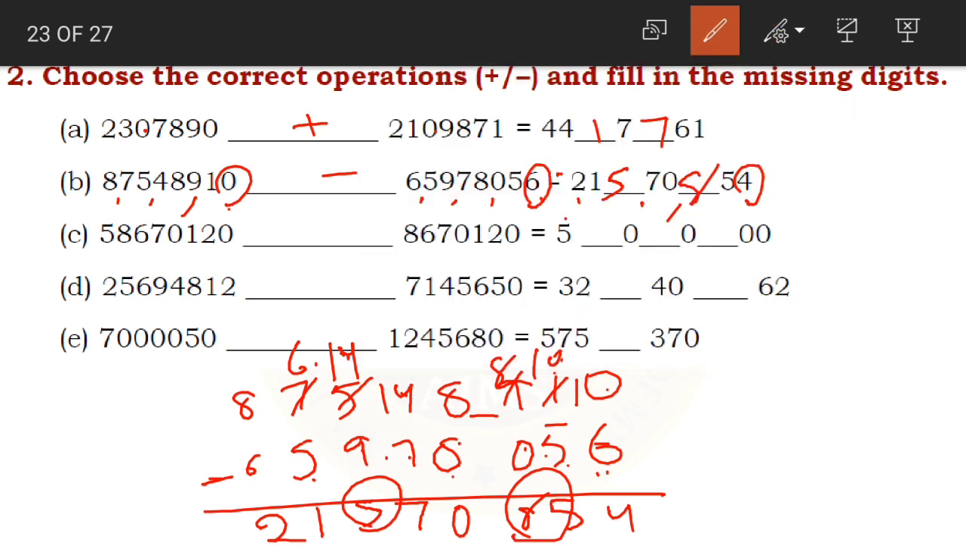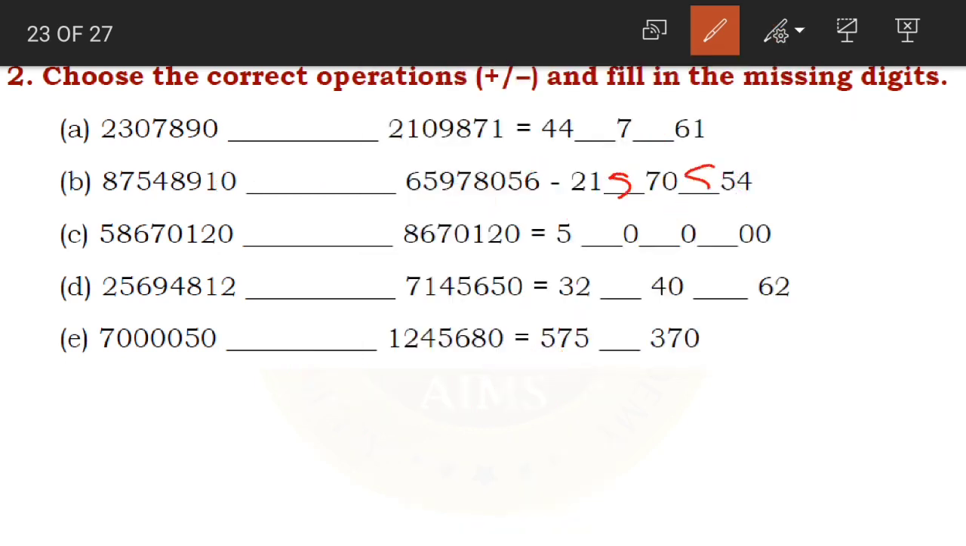Clear children? First one was addition, the second one was subtraction. Now moving on to question number C here. Again 0, 0. What is here in the ones place in the answer? 0. Now this is a tricky question here.